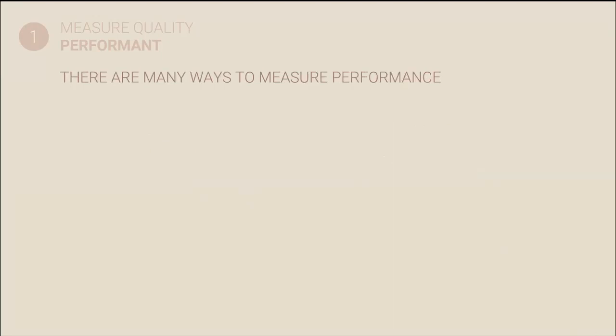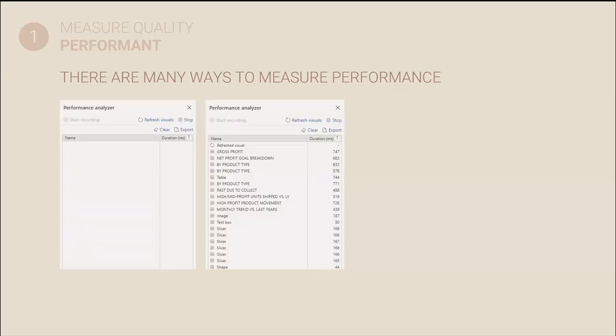So there's many ways to measure performance, but she asked Clonk to show her how he does it. And Clonk goes in and he shows her, he says he refreshes the visuals, and he says, oh yeah, see, so this visual, this gross profit is a bit slow.